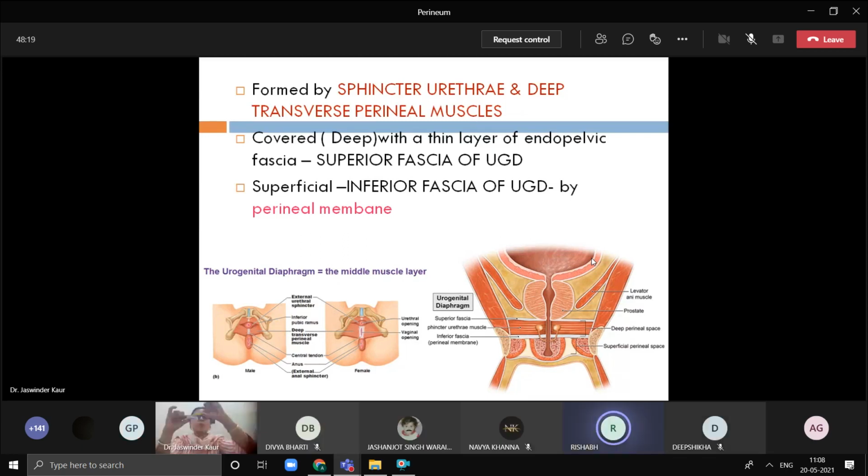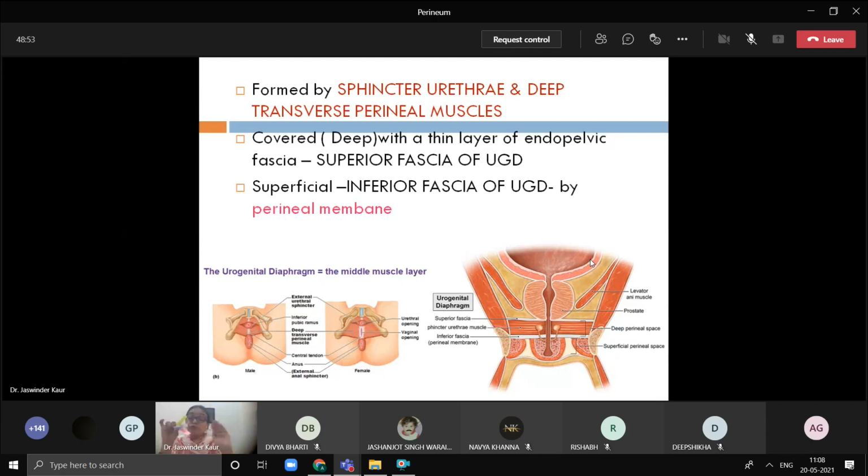Okay. So this is the urogenital diaphragm. This central part is the urogenital diaphragm, because it is a musculofascial partition. The muscular component is formed by the sphincter urethrae and the deep transverse perineal. This whole muscle is enclosed within the endopelvic fascia, which forms the two layers in which the muscle is enclosed. That is why it is a musculofascial sheath.